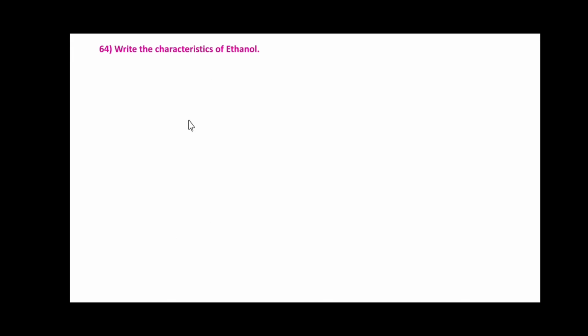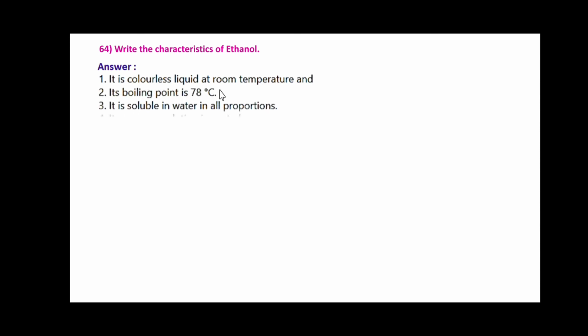Write the characteristics of ethanol. For example, it is a colorless liquid at room temperature. Second, its boiling point is 78 degrees Celsius. It is soluble in water in all proportions, and its aqueous solution is neutral.